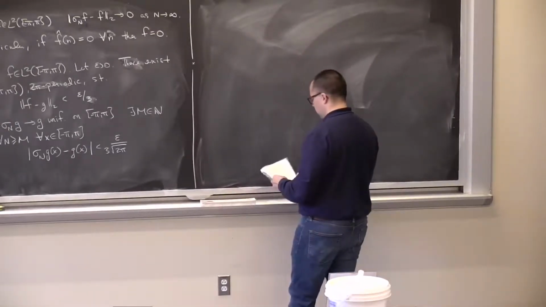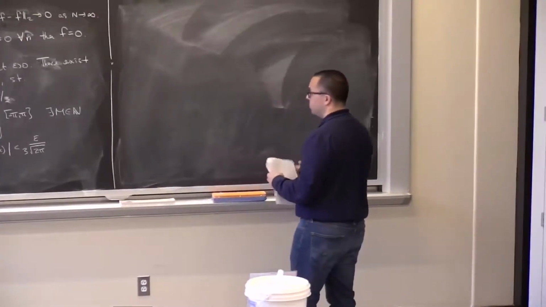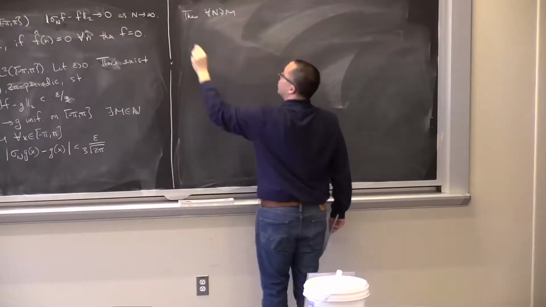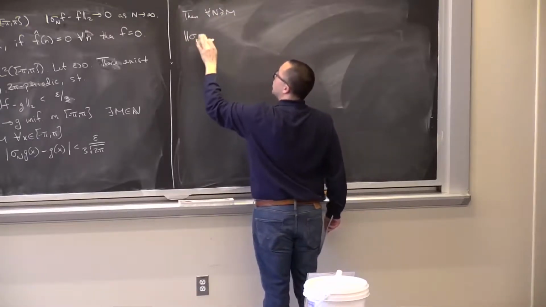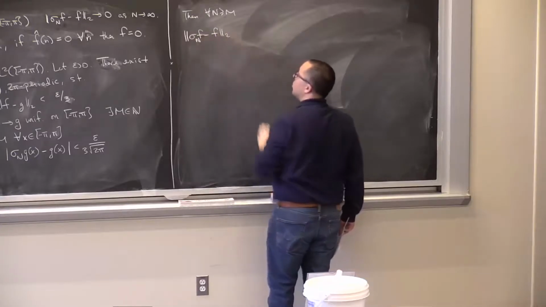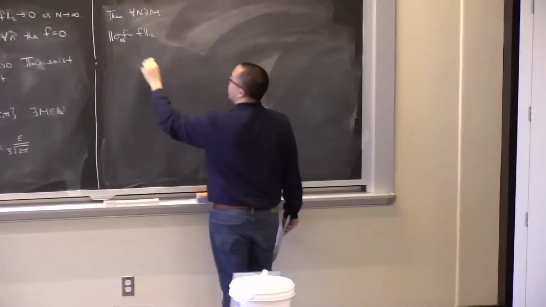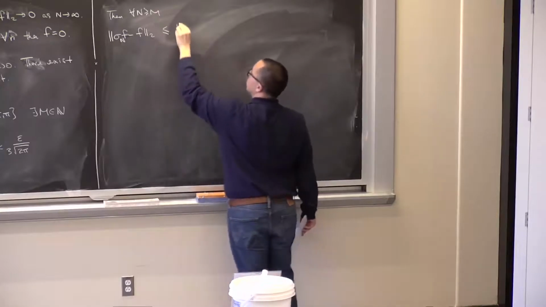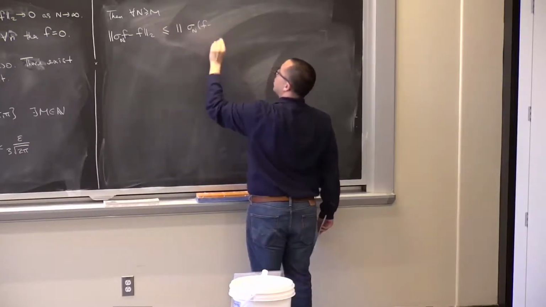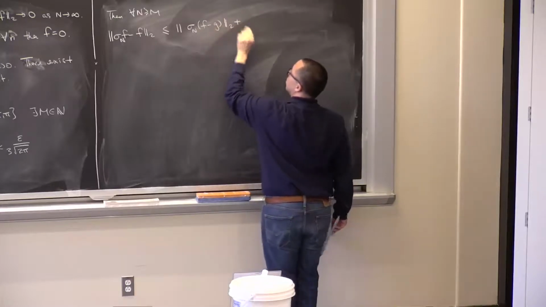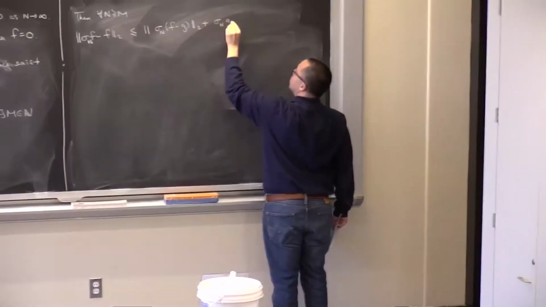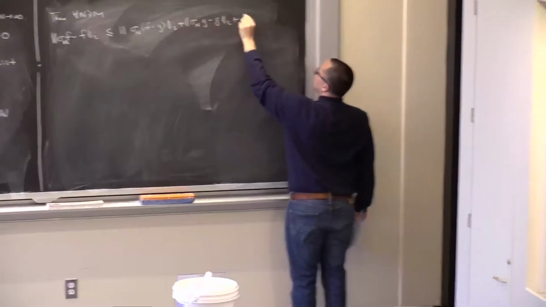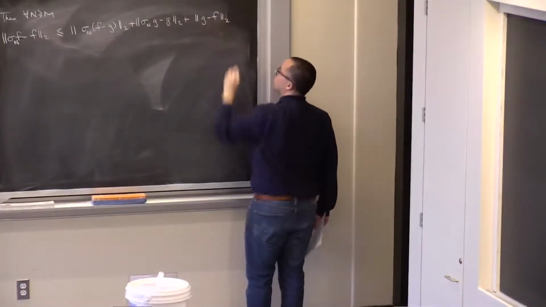Then for all n bigger than or equal to m, if I look at the L2 norm of sigma n of f minus f, and I add and subtract terms and apply the triangle inequality, I get that this is less than or equal to the L2 norm of sigma n of f minus sigma n of G, plus the L2 norm of sigma n of G minus G, plus the L2 norm of G minus f.